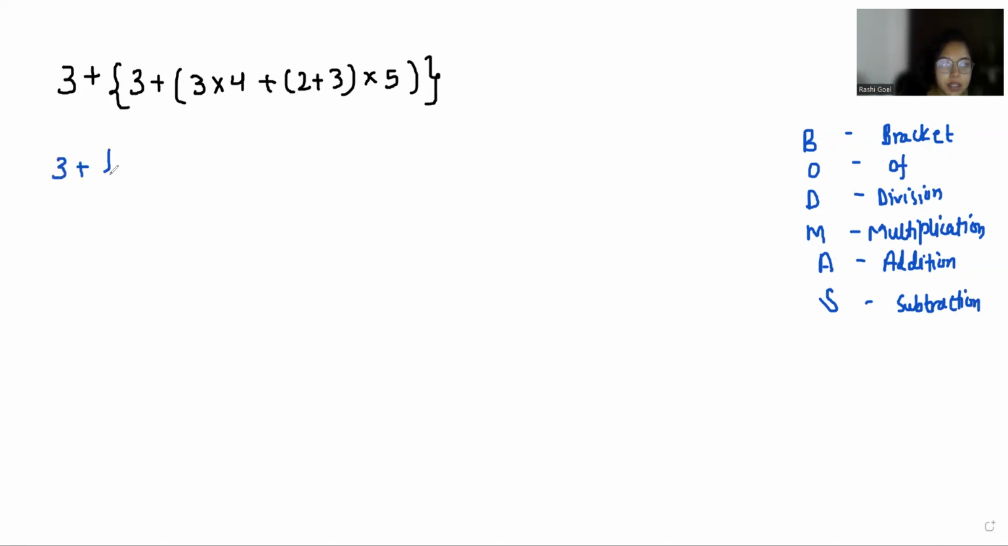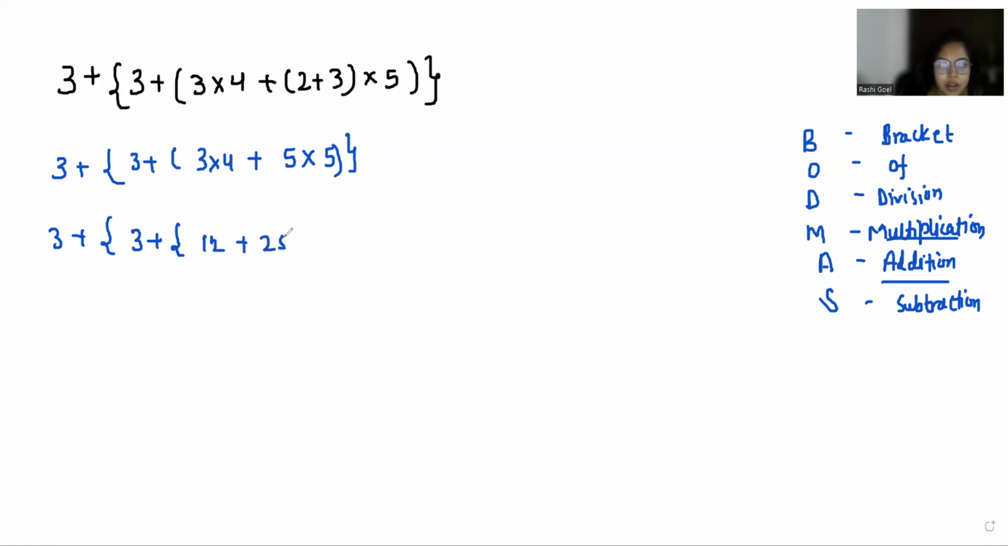So 3 + (3 × 4 + (2 + 3 × 5)). Now 3 plus, then we have two signs, multiplication and addition. So first we solve multiplication. So 3 plus, first we solve the inner bracket. 3 plus 3 times 4 is 12 plus 25.